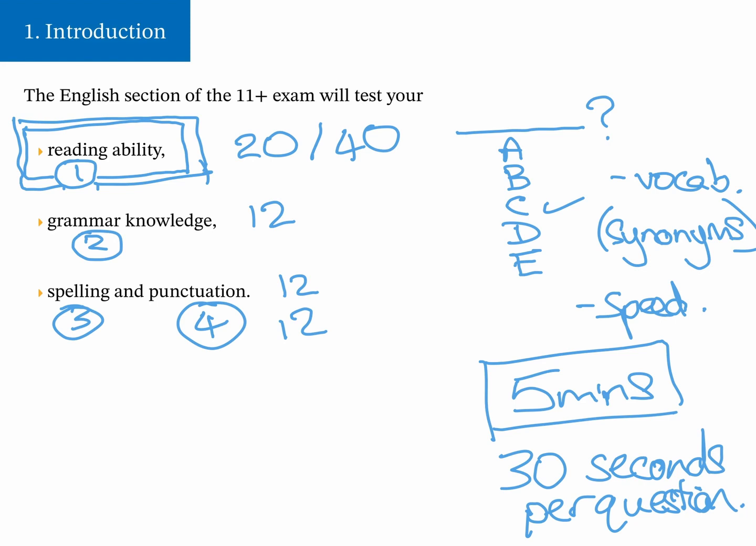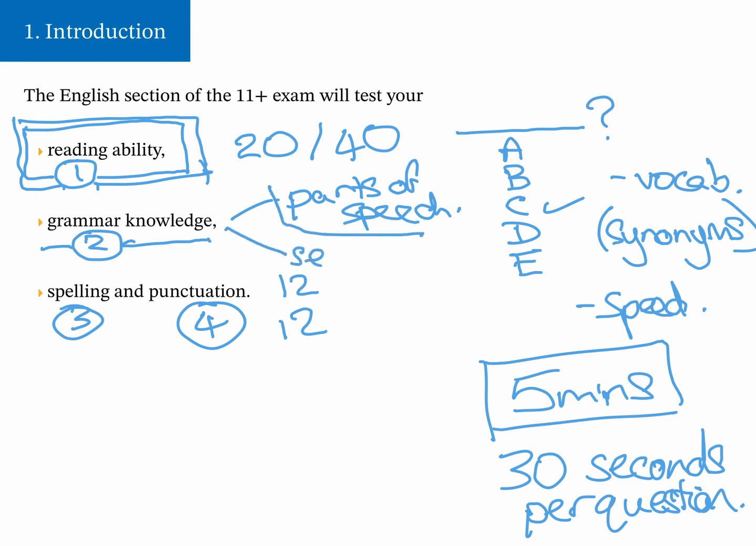So as for the grammar, this can be tested in two ways. You might get some questions which are testing parts of speech. So by parts of speech, I mean verbs, nouns, adjectives, and so on. You will identify these. You might get a couple of questions on that. And you might also get sentence completion questions. So this is where you have a sentence with a gap, and you need to choose one of 5 words to complete it.